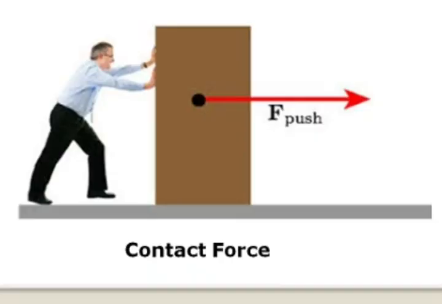Now let us look at some common examples which help you to understand what is the meaning of direct contact. So here if you see who is applying the force. This person is applying the force on the object. If you see here, the hands of the person are in direct contact with this object. So this is the example of contact force.